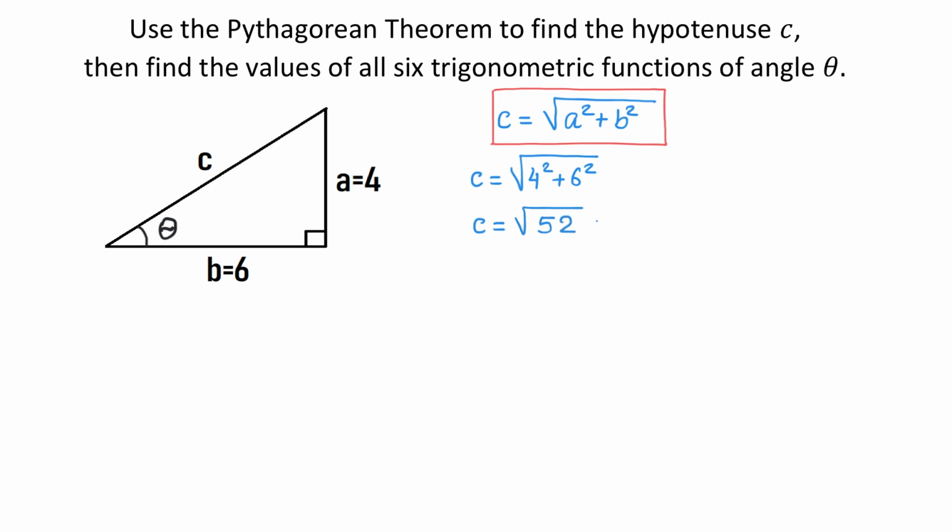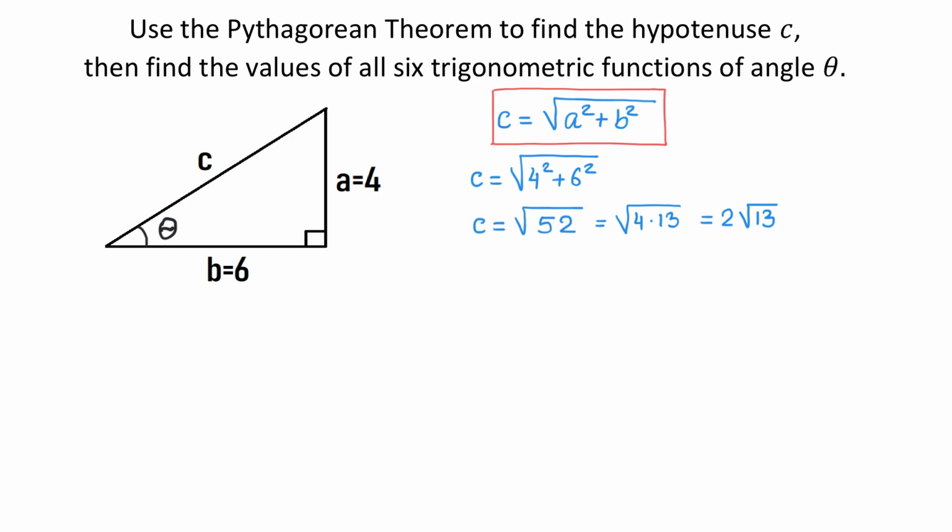And we can simplify this by writing 52 as 4 times 13. Then the square root of 4 is 2, and we will have 2 times the square root of 13. So as you see, when we simplify a radical, we write it as a product of 2 numbers where at least one of the numbers is a perfect square. Then once this number is a perfect square, we find the square root, and in this case we get 2.